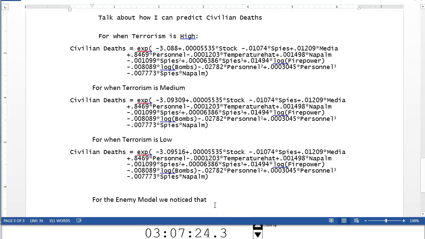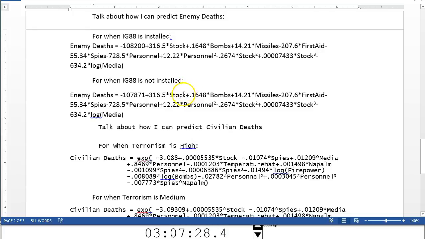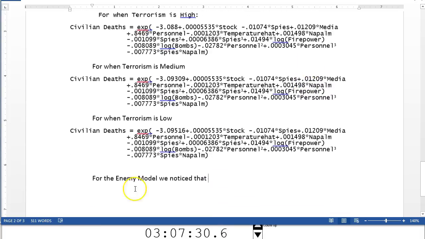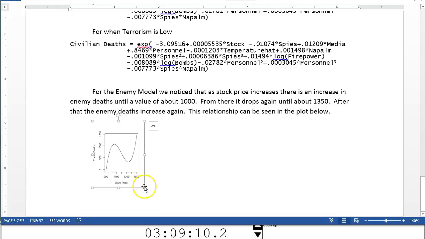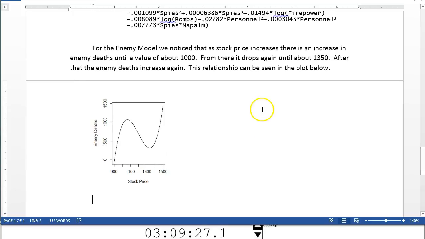Now let's explain each of the variables. Enemy model. Let's start with stock. Oh, really? Are we going to start with stock? That's not an easy one. All right, maybe it's not so bad. I've got a picture for it. So enemy deaths increase until here, they decrease until there, and then they increase again. That's not a great explanation. I mean, this wording here could describe a lot of different relationships, but I included a picture, and the client could look at that and say, okay, now I totally get it.